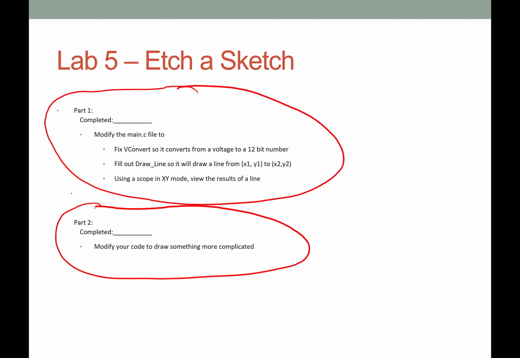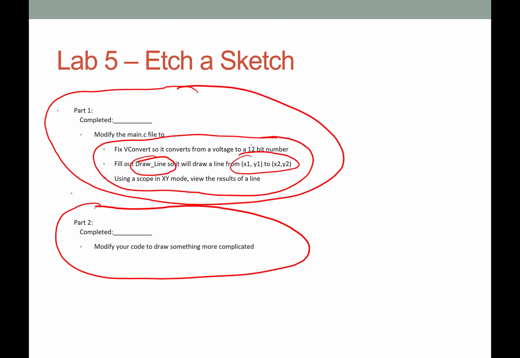This has given us a particular subroutine or function call called vconvert, and it says, okay, this converts something from a voltage to a 12-bit number, and it says fill out this draw line. So this is a subroutine that you will need to write, so you can draw a line from point x1 y1 to x2 y2, and it's just going to draw that if you do it. And you'll have to use the oscilloscope in the XY mode.